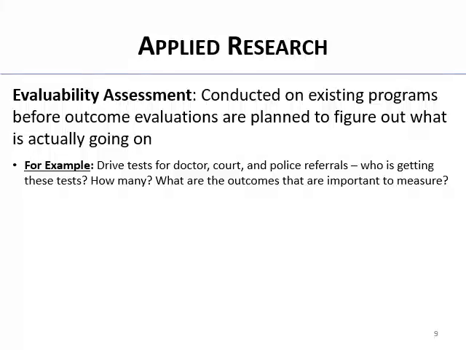So there was a program to give drive tests when the doctor, courts, or police referred persons for a drive test because they saw them driving erratically, but they weren't drunk. And one part of the evaluability assessment we did on that is, who's getting these tests and how many are we doing per year? This was when I was at DMV. And what are the important outcomes to measure to see if this program is actually working, if we want to do that in the future? So that is an example.